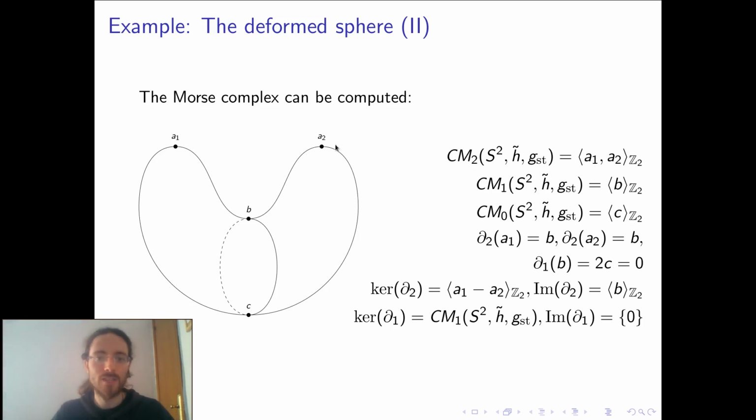Of course, the first Betti number of the sphere is 1, and here we have 2 critical points. The first Betti number is 0, so the inequality holds, and here the 0th Betti number is 1, so you have an equality in this particular case.